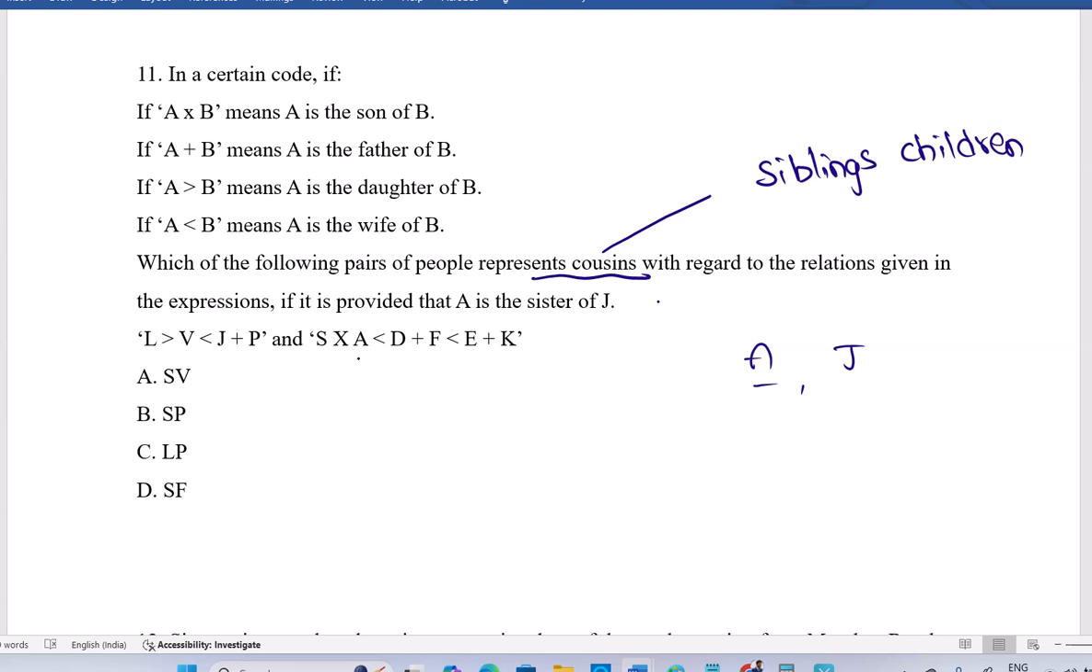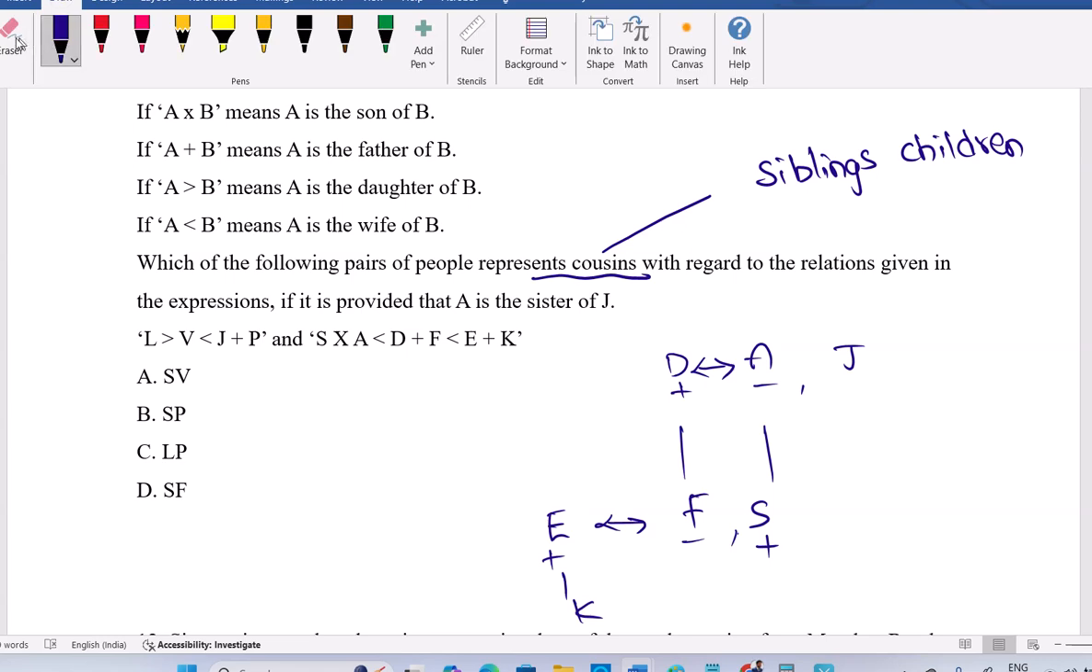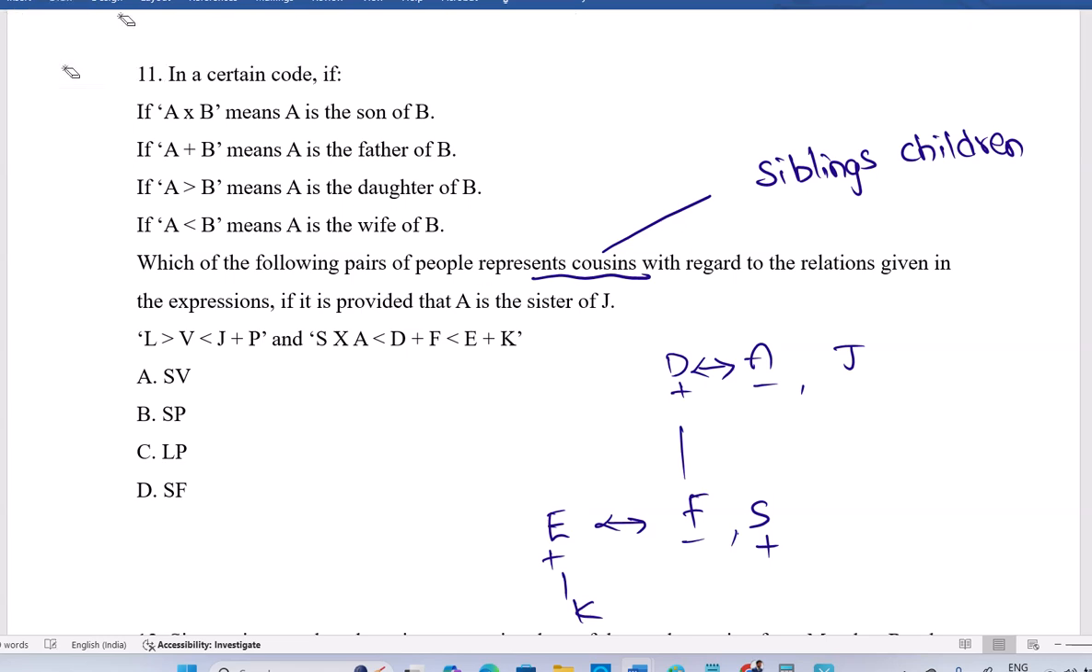S into A, A is wife of D. D plus F, D is father of F. F less than E, F is wife of E. E plus K, E is father of K. S into A, S is son of A. S is son of A means obviously S is son of D as well. Okay, fine. This is one set of data.